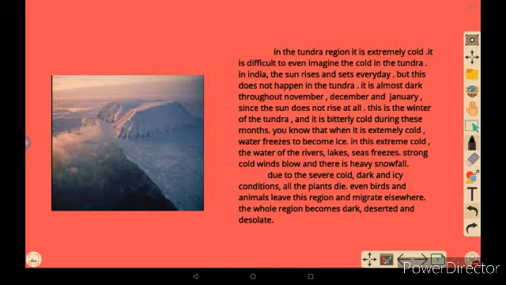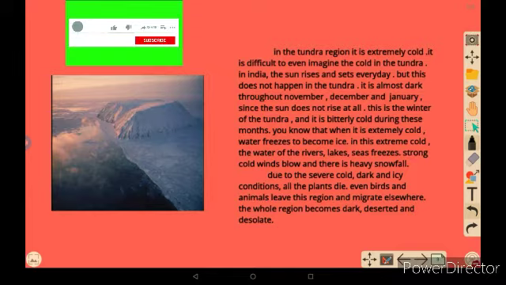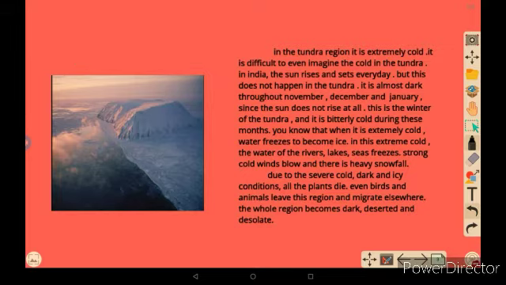Tundra, as I also said, is the northern side of the polar region. So how will we conclude the months of the winter season? November, December, and January are the winter months of the tundra. We will feel bitterly cold during these months. We all know that it is extremely cold. The water freezes and becomes ice. It is so cold that we cannot imagine it.